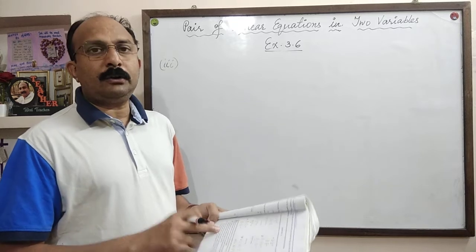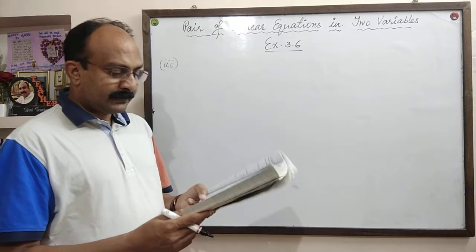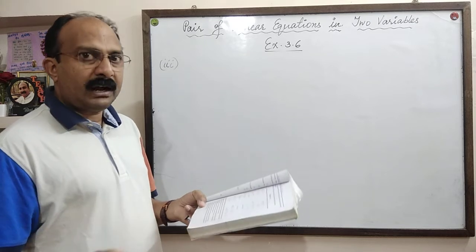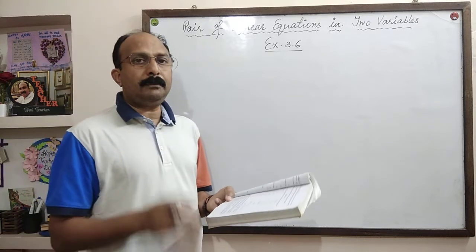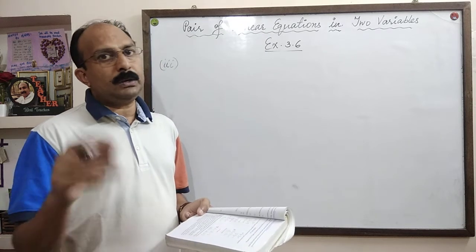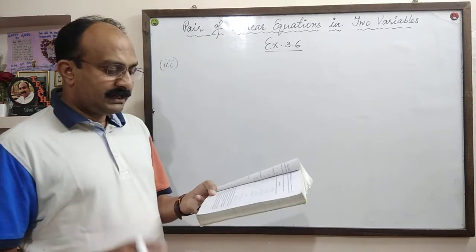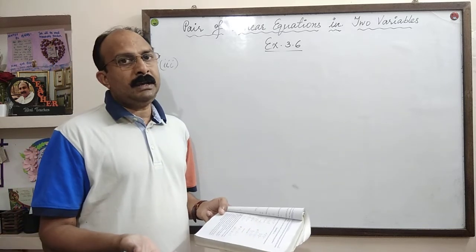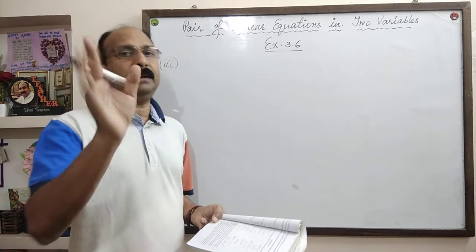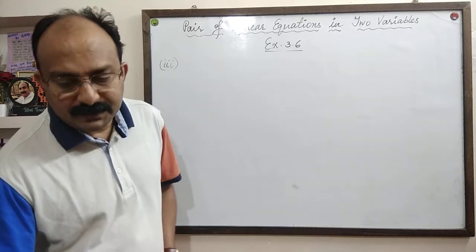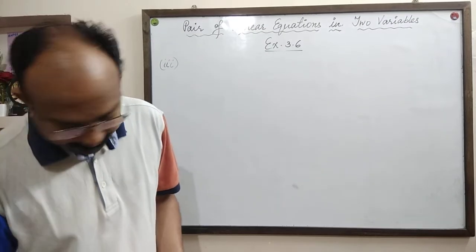300 minus 60 equal to 240 kilometers. Then the total time taken is 4 hours. If she travels 100 kilometers by train and the remaining by bus, remaining means 200 kilometers by bus, she takes 10 minutes longer. That means 4 hours plus 10 minutes. Find the speed of the train and the bus separately.